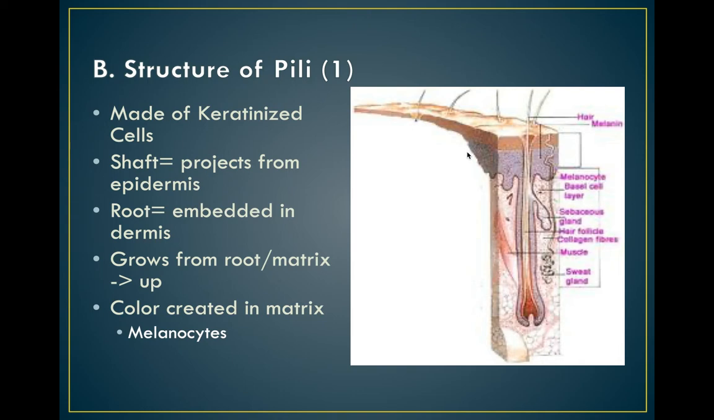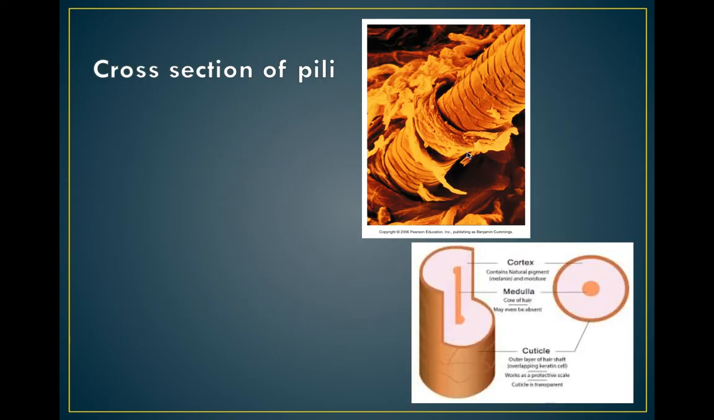There are melanocytes down there in the matrix region as well. And so your hair is the color that it is because the same cells that are cranking out color for skin are cranking out color for hair.